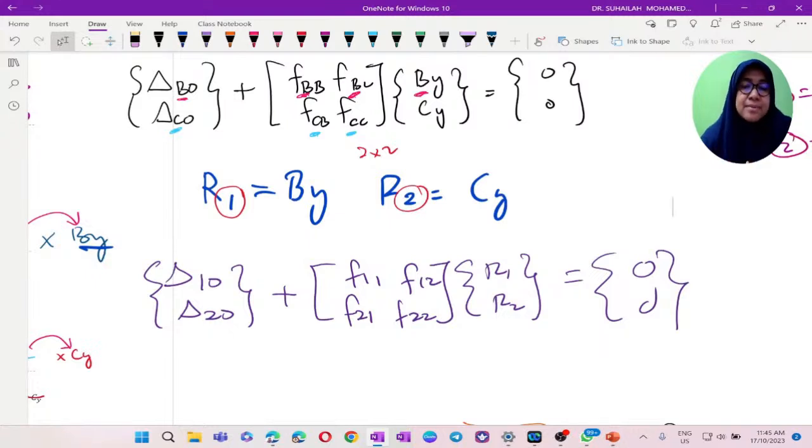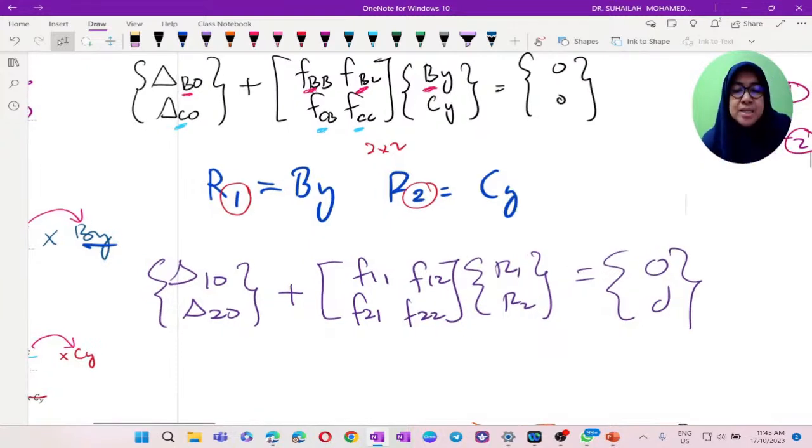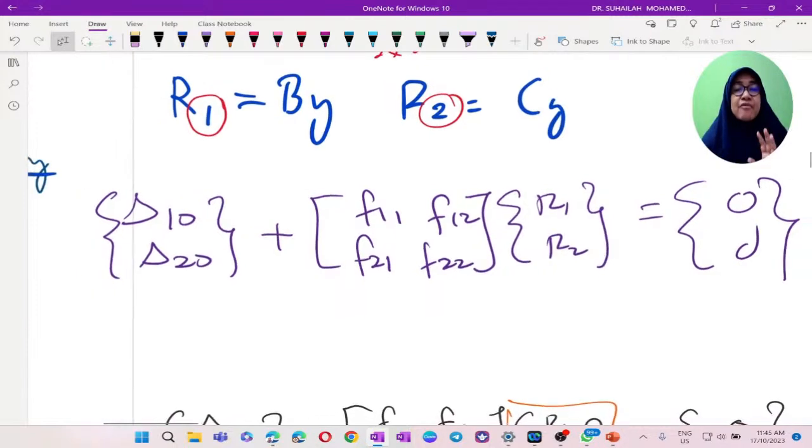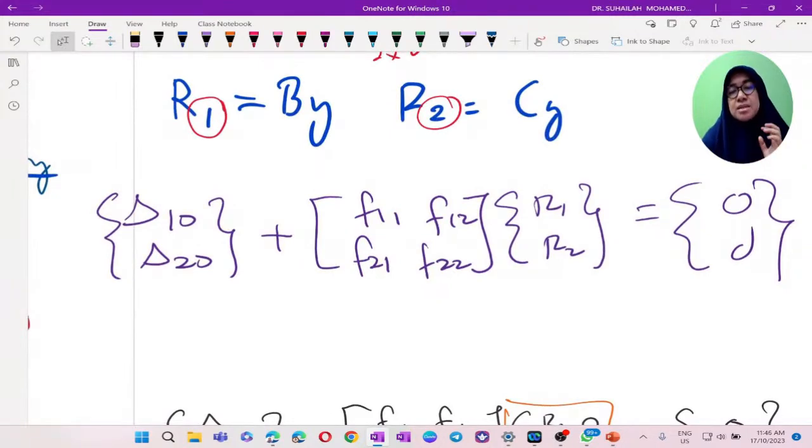And all C we replace by 2. So what we get is the standard form of compatibility equation, which looks like this. This is the standard form, and everyone has to remember this standard form of compatibility equation. And this is for redundant 1 and redundant 2.